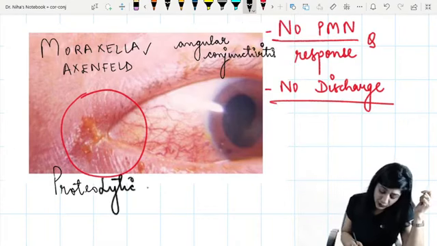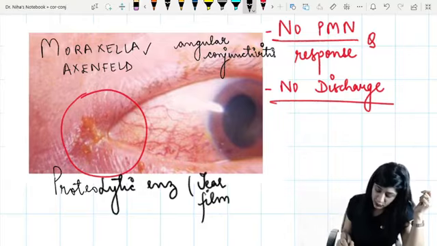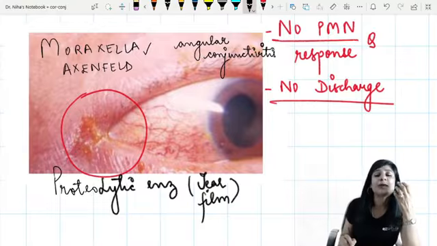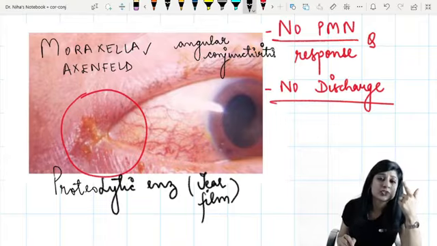Proteolytic enzyme. So this proteolytic enzyme is actually accumulated in the tear film, and from that tear film it is causing the eczema, the maceration, the drying.